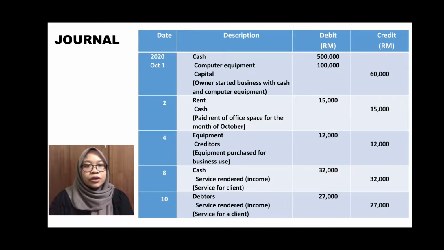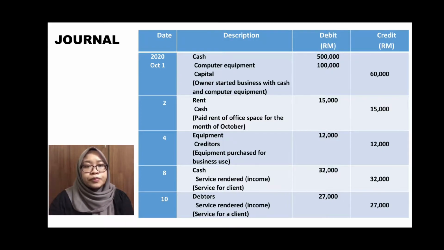So I'm going to present about the journal based on the table, starting from 1 October 2020. On 1 October, they have cash, computer equipment, capital. So the owner started the business with the cash and the computer equipment. On 2 October, they have rent, cash, and the rent is to pay the office space for the month of October. Also in October, they have equipment, creditor. So the equipment was purchased for business use.